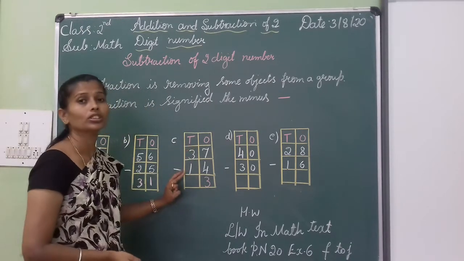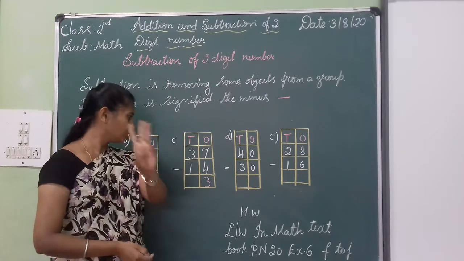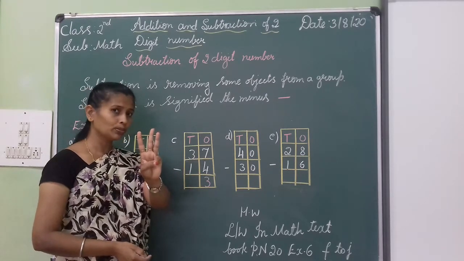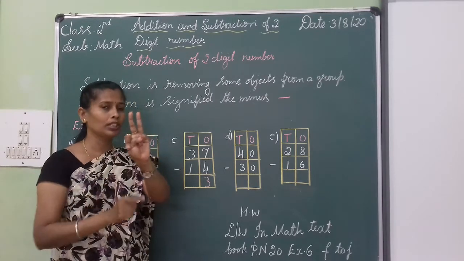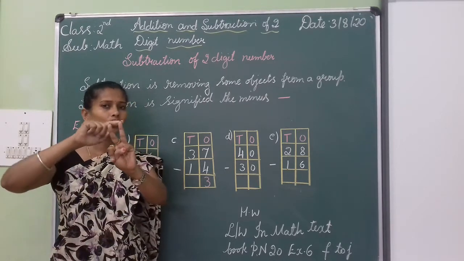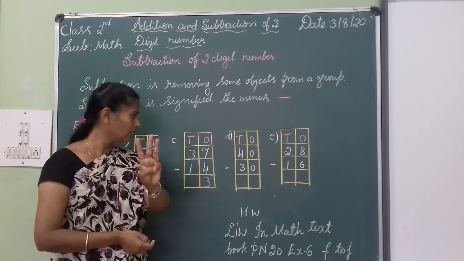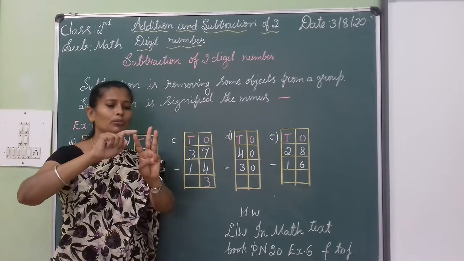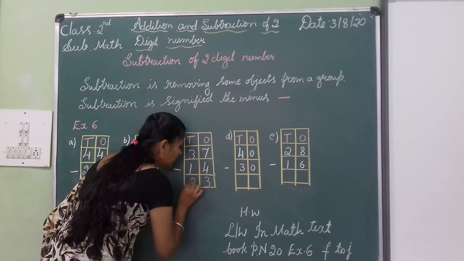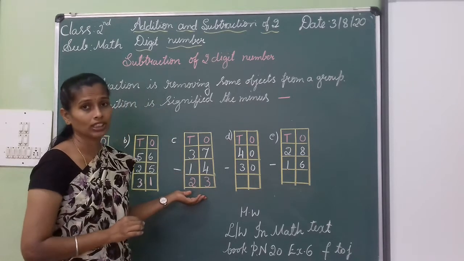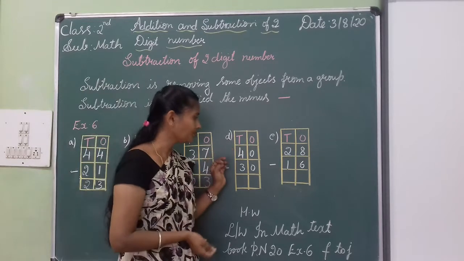Now come to the tens place. 3 minus 1. How many do we have to remove? If I remove 1, how many are remaining? 1, 2. From 3, if I remove 1, remaining 2. Right? 2 in the tens place. Total 23.